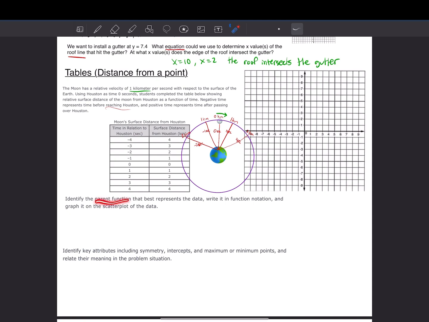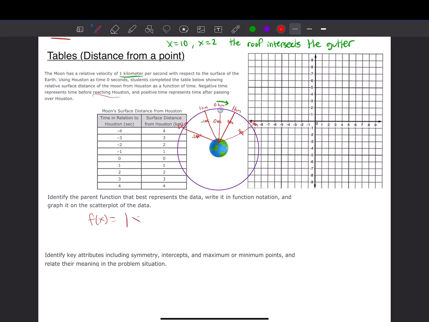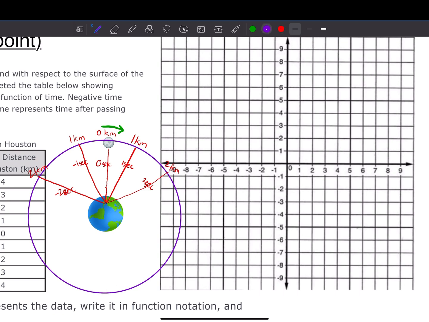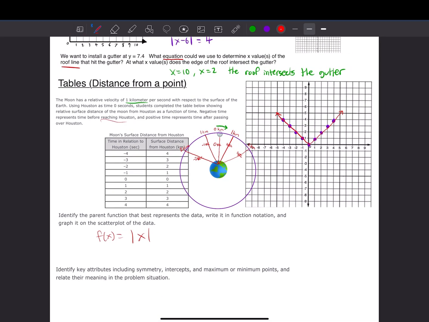So, identify the parent function that best represents the data, write it in function notation, and graph it on the scatter plot. Based on this table, 0, 0, 1, 1, 2, 2, 3, 3, 4, 4, negative 1, 1, negative 2, 2, this is the absolute value parent function. If I plot those scattered points and graph a function through them, that is most definitely the absolute value of x, the most basic version of this function, centered at 0, 0.